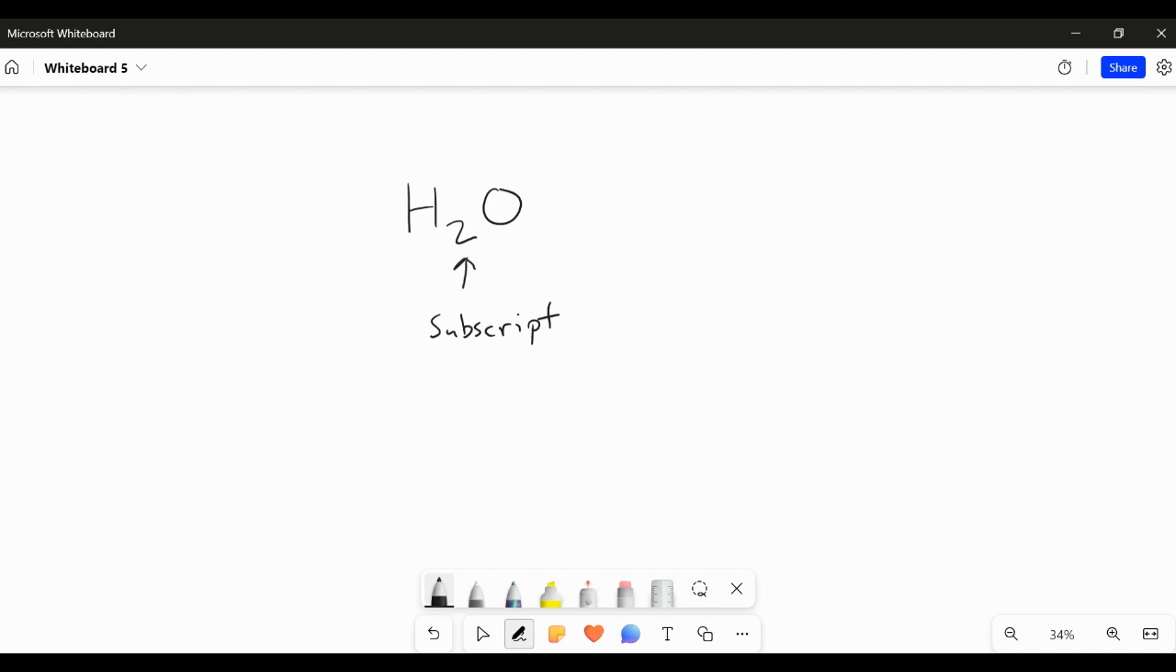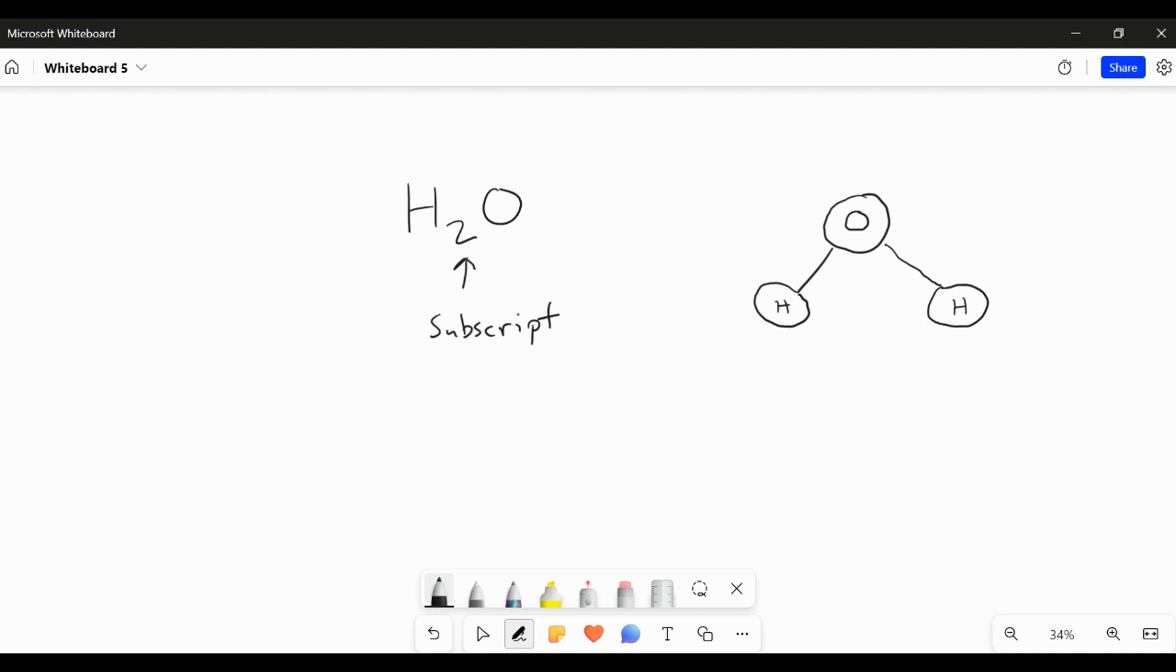And if we were to draw this molecule, it would look something like this. There's an oxygen right here, okay? And it's bonded to 1 hydrogen and another hydrogen, okay? So we can see there's 2 hydrogens and 1 oxygen.